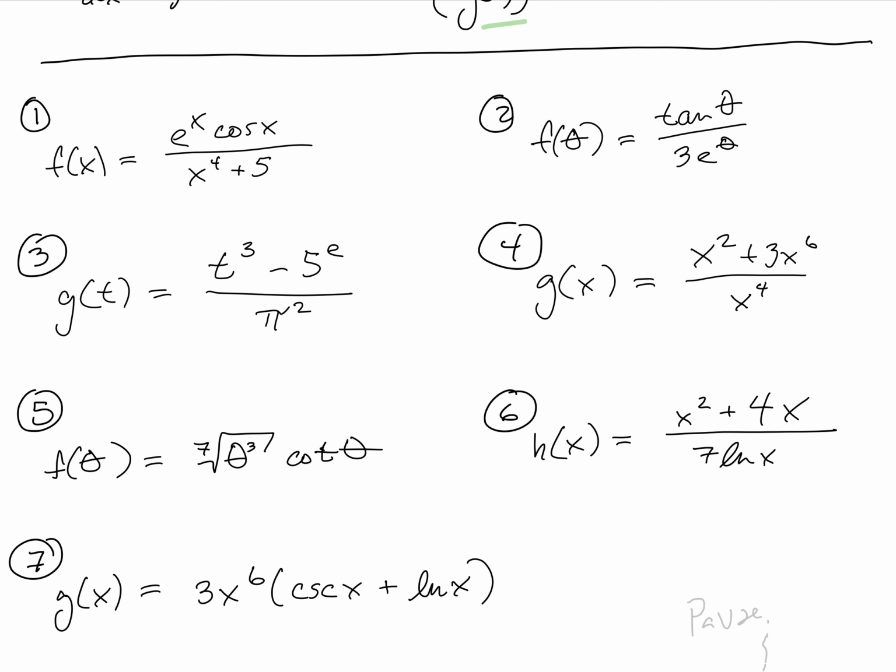f of theta equals the seventh root of theta cubed times cotangent of theta. h of x equals x squared plus 4x divided by 7 natural log of x. And g of x equals 3x to the sixth times cosecant of x plus natural log of x. So pause and try those out on some paper, and I will go through them one by one.